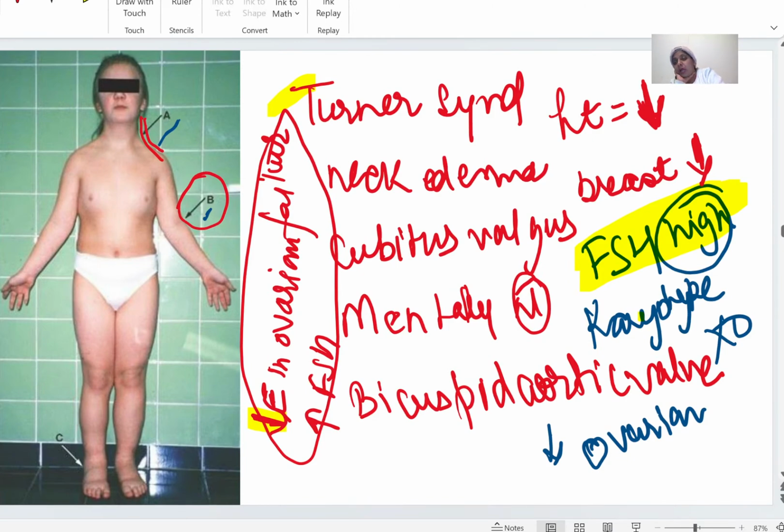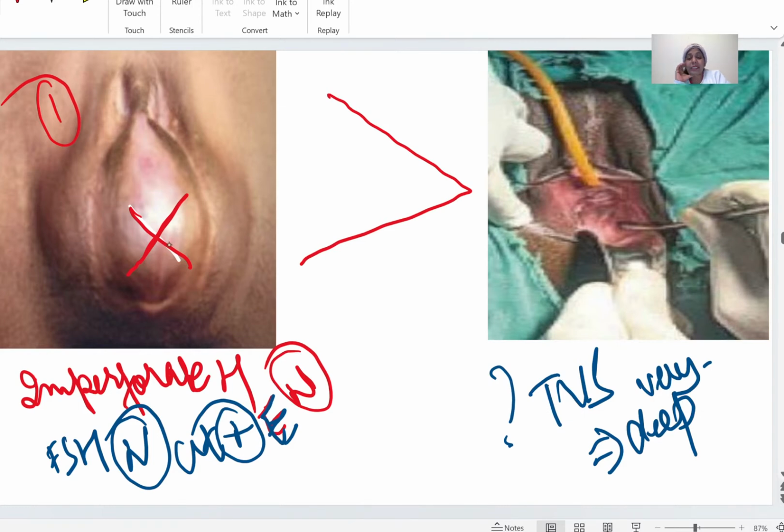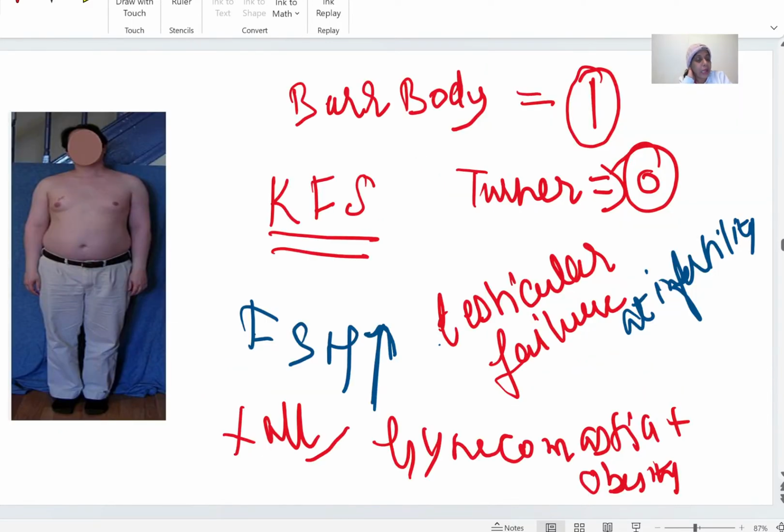Very good. This is the image of imperforate hymen. FSH is normal here. Cruciate incision is to be given. This is the image of transverse vaginal septum. In both the cases, breast is normal and uterus is present, and there is primary amenorrhea. This is the image of Klinefelter syndrome. The karyotype is XXY. So 1 X is extra. So there is one bar body, and there is testicular failure, which leads to increase in the FSH. Okay. And in addition to that, there is gynecomastia and central obesity.